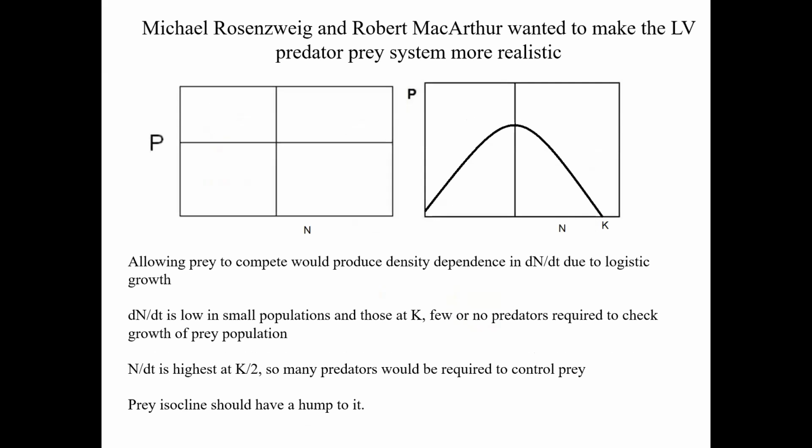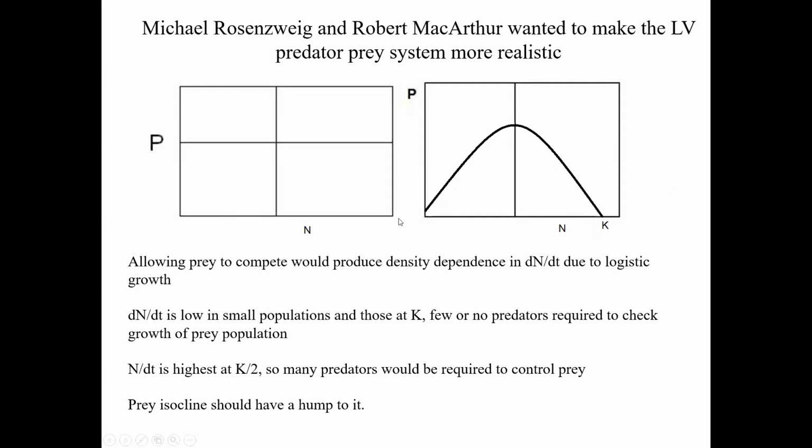Well, this is how it would change. Because what you see here on the left is the basic Lotka-Volterra model, and on the right is what MacArthur and Rosenzweig postulated would happen if you allowed the prey to compete. So now you have density-dependent growth, and you have the possibility of zero growth of the prey when they reach their carrying capacity.